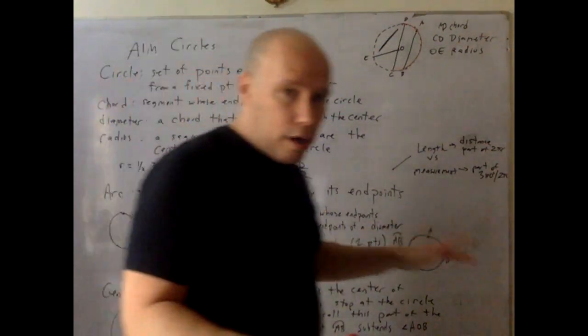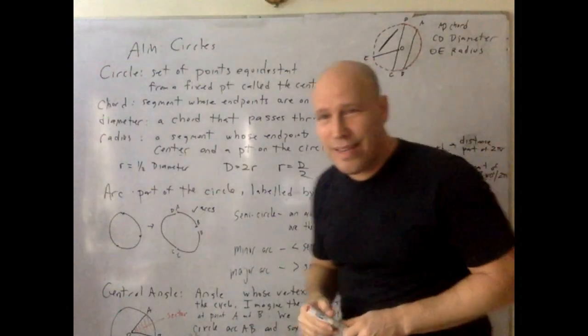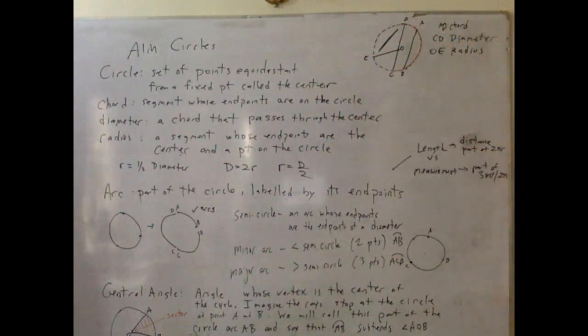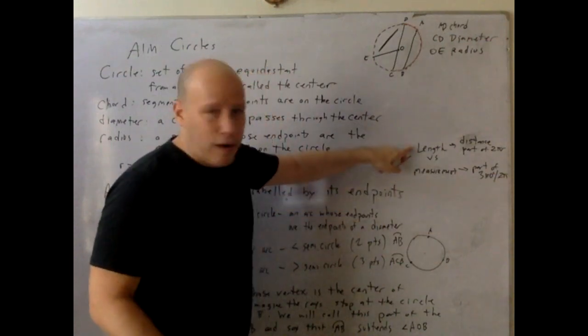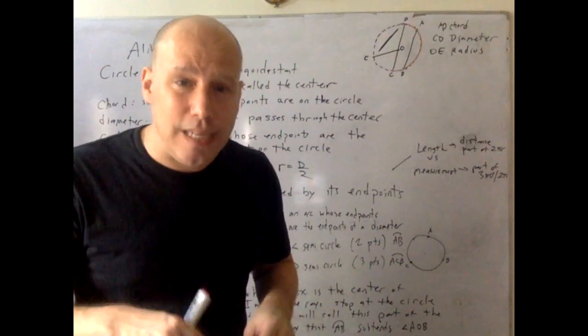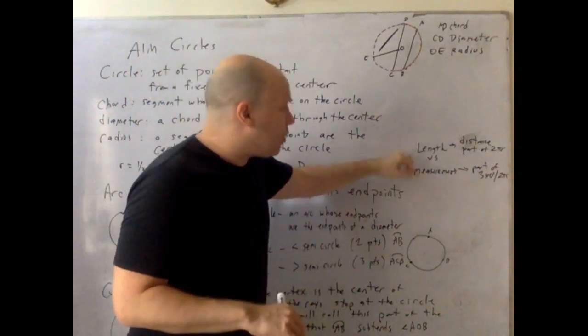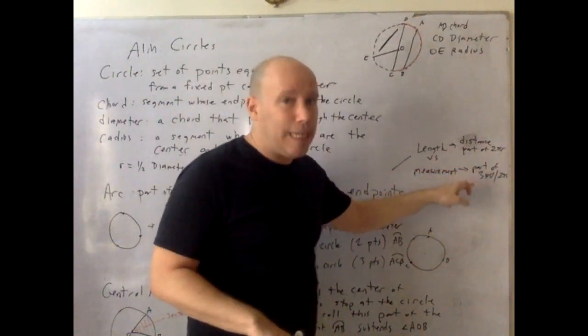2 things about the arc. There's 2 things we have to remember. We want the length of the arc versus the measurement of the arc. The length of the arc is the actual distance around part of the circumference. It's an actual length. Versus the measurement of the arc refers to the part of 360.